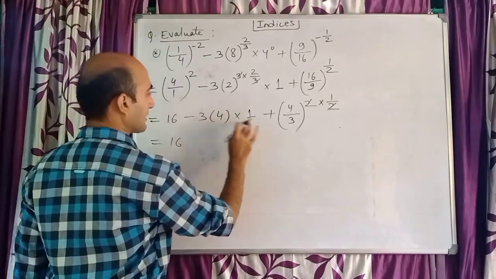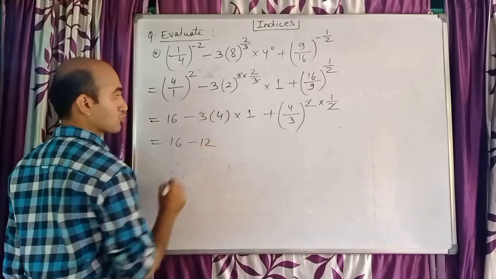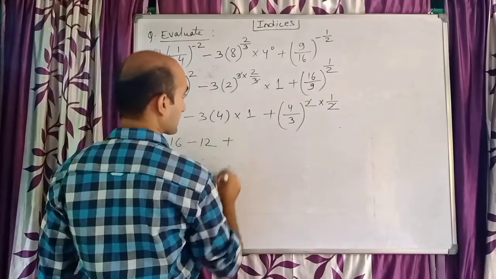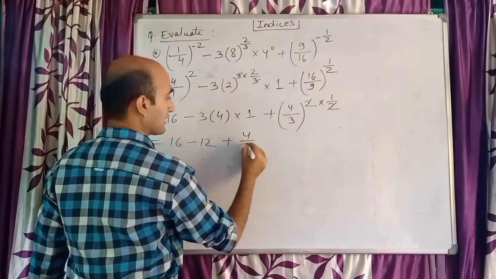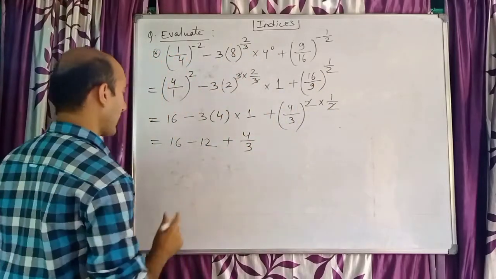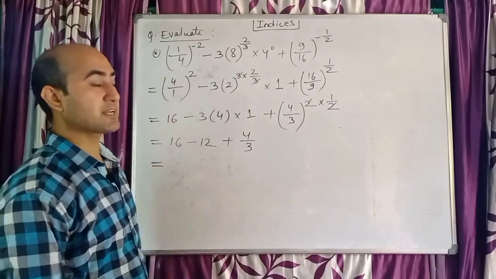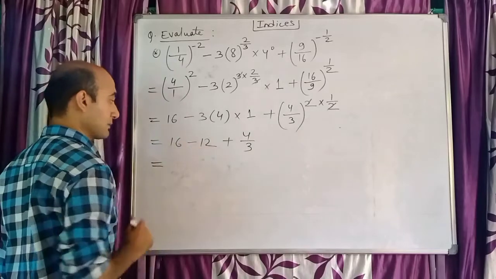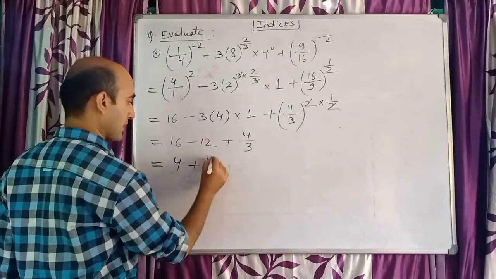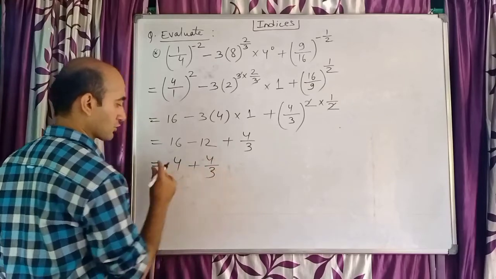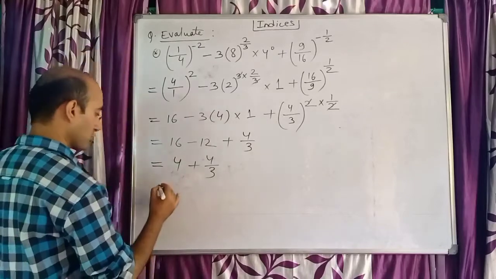Now multiply these three numbers. 3 4s are 12, 12 1s are minus 12, plus now 4 by 3 power 1 is the number itself, 4 by 3. Now first of all, these two numbers are the numbers which we can subtract. So 16 minus 12, you subtract, it is 4 plus 4 by 3. So one is non-fractional, one is fractional. In such a case we have to do LCM.